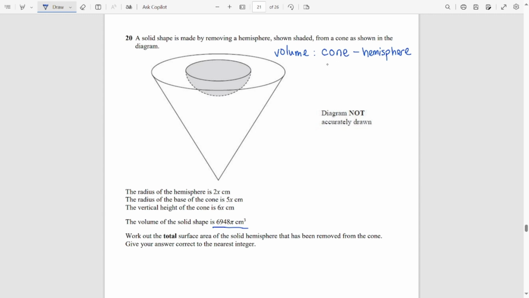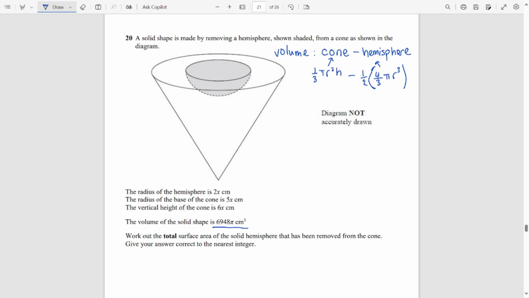And then you're going to have to turn to your formula sheet to find the formulas for cone and for hemisphere. And you will find that the formula for volume of a cone is 1 over 3 pi r squared h. And the formula for the volume of a sphere is 4 over 3 pi r cubed. Now the problem is we do not have a sphere, we actually have a hemisphere. So you are going to have to divide this whole thing by 2, which is the same as multiplying by a half. So this is actually the formula that we have, like this.